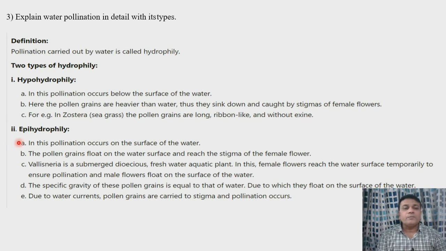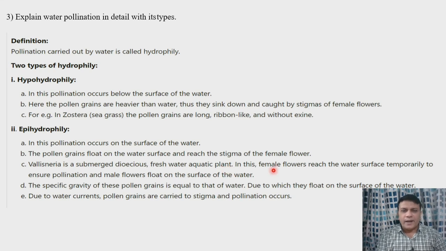Then the second type is epihydrophily. Now epi means above. Pollination which occurs on the surface of water is called epihydrophily. In epihydrophily, the pollen grains float on the surface of water and then reach the stigma of the female flower. So the example is Vallisneria, which is submerged. Submerged means it is present below the surface of water, and it is dioecious. It is a freshwater aquatic plant.